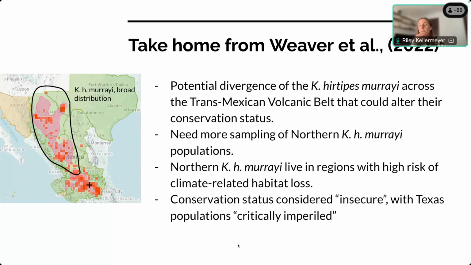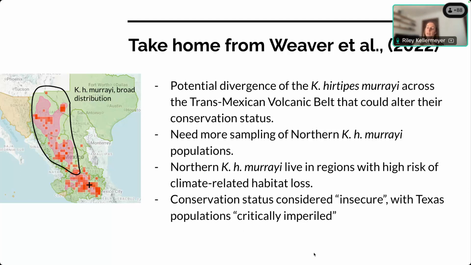But some of the take-homes from this study that was published in 2022 is that the northern population of murrayi is quite different genetically from the southern Trans-Mexican Volcanic Belt population of murrayi. In order to really get a sense of how different they are, and if they are, for example, 2 different subspecies, they recommended more sampling of the northern population.